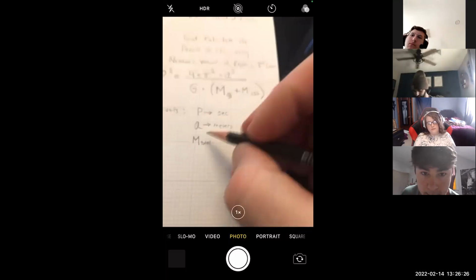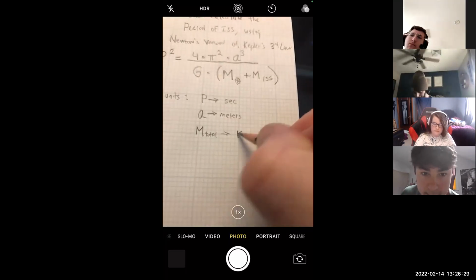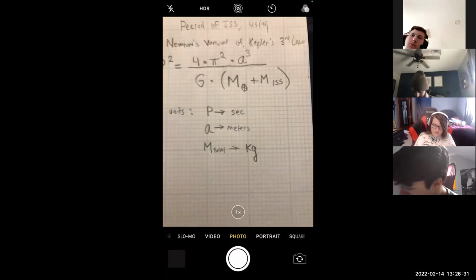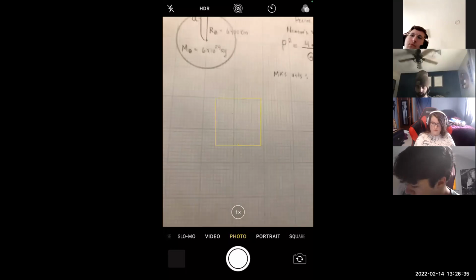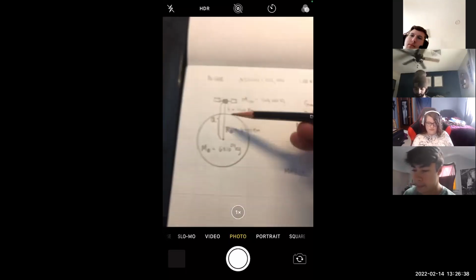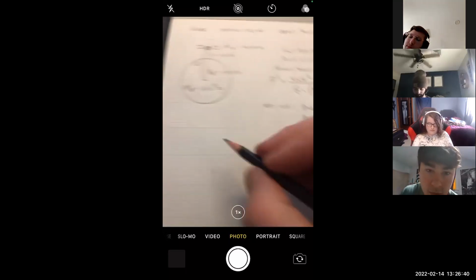The total mass should be in kilograms, MKS units. Okay, first we're going to focus on the A, which is the center to center distance, okay?